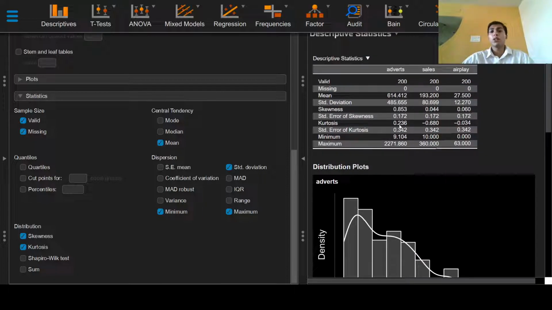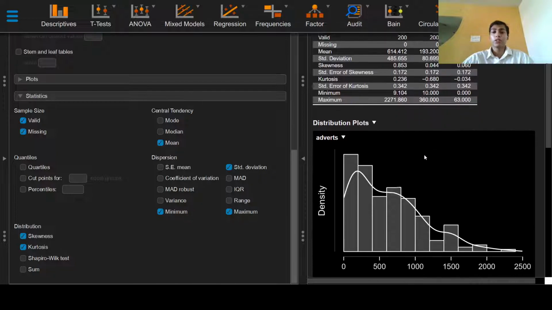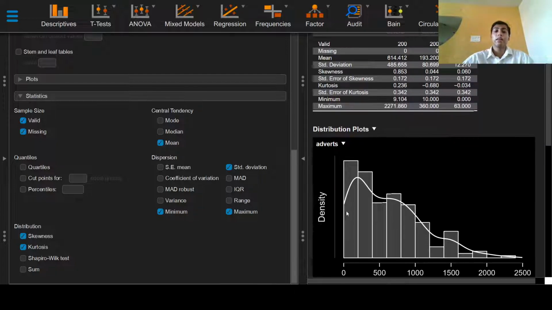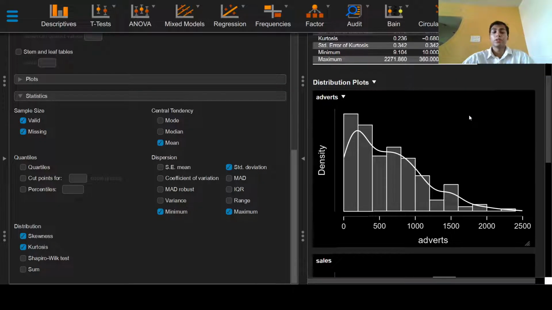And this has a positive magnitude, the first graph, which means that this is slightly more peaked. Since it is 0.236, it is slightly more peaked than the standard normal curve.